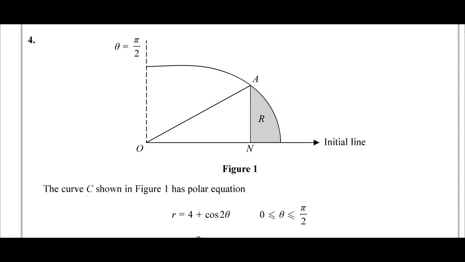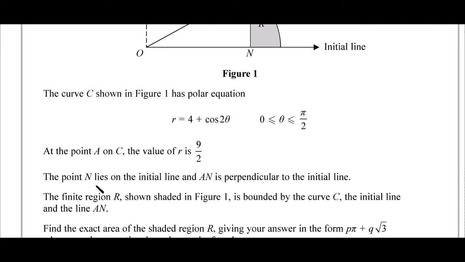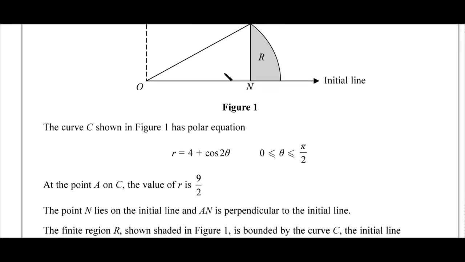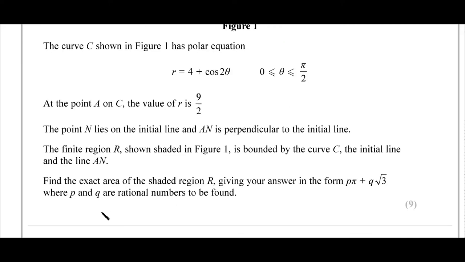Question 4. We've got this curve C shown in figure 1, and this curve has a polar equation r equals 4 plus cos 2 theta, where theta is in between 0 and pi over 2. And at the point A on C, the value of r is equal to 9 over 2. The point N lies on the initial line, and AN is perpendicular to the initial line. The finite region R, shown shaded in figure 1, is bounded by the curve C, the initial line, and the line AN. We have to find the exact area of the shaded region R, giving your answer in the form p pi plus q root 3, where p and q are rational numbers to be found.